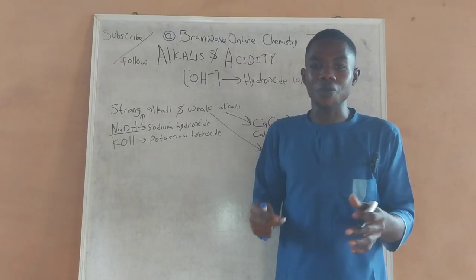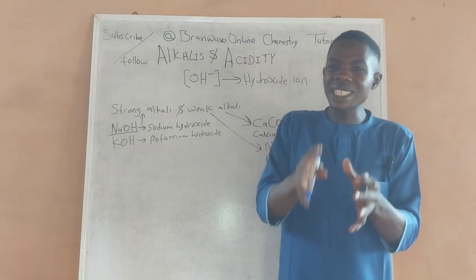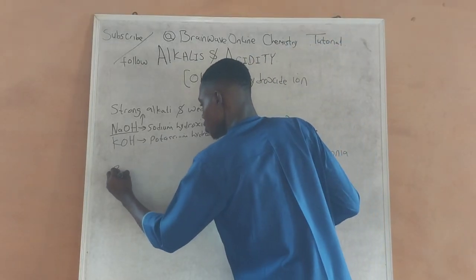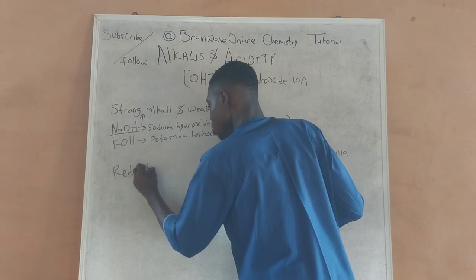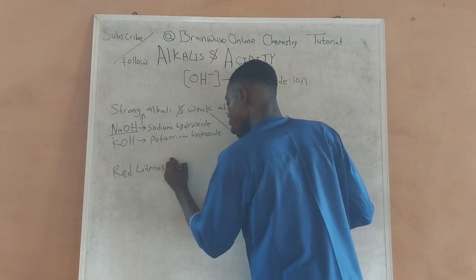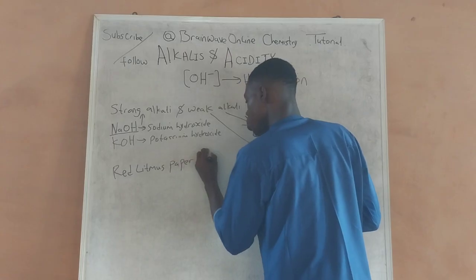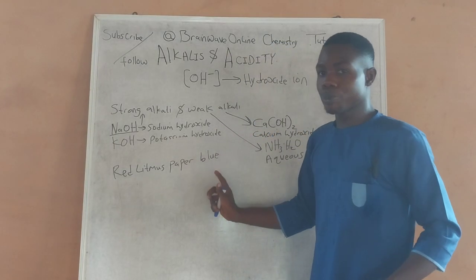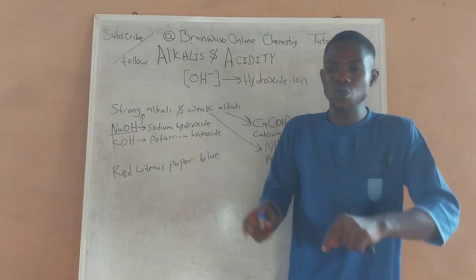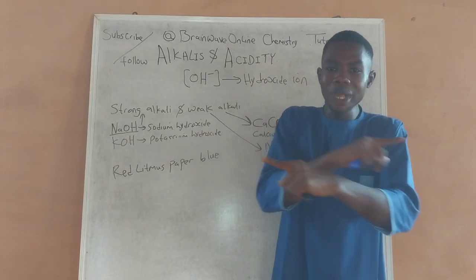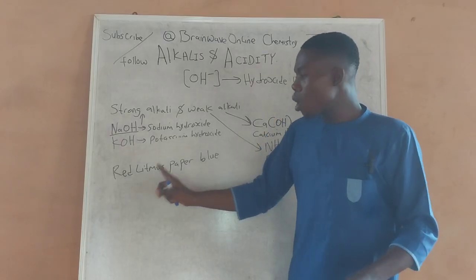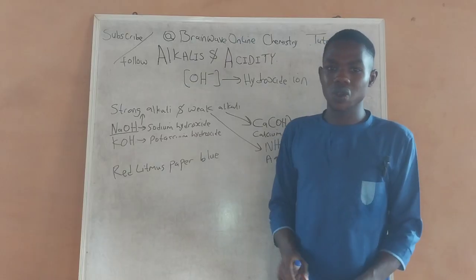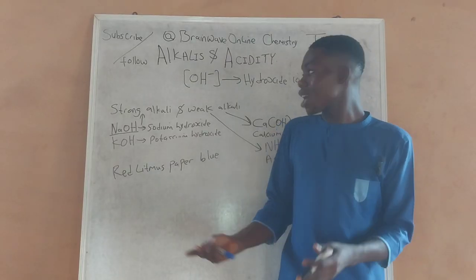Then another property of alkaline is that alkaline turns red litmus paper blue. It is acid that turns blue litmus paper red. Don't mix the two of them up together. So another property of alkaline again is that it turns red litmus paper blue. So please take note of all these areas that I've brought out.